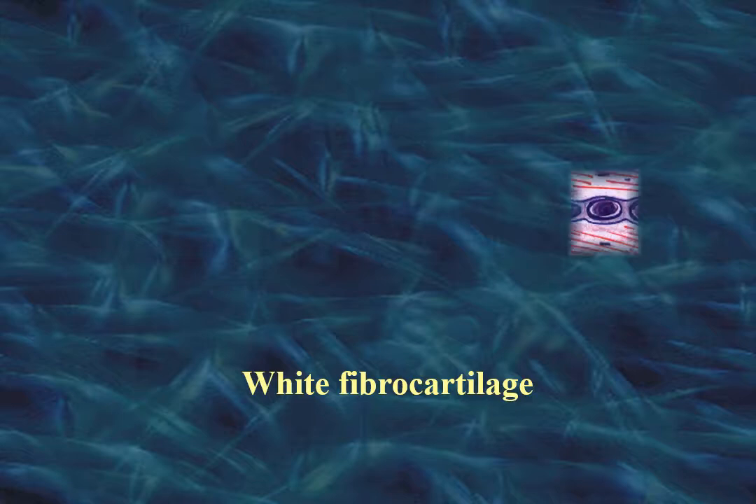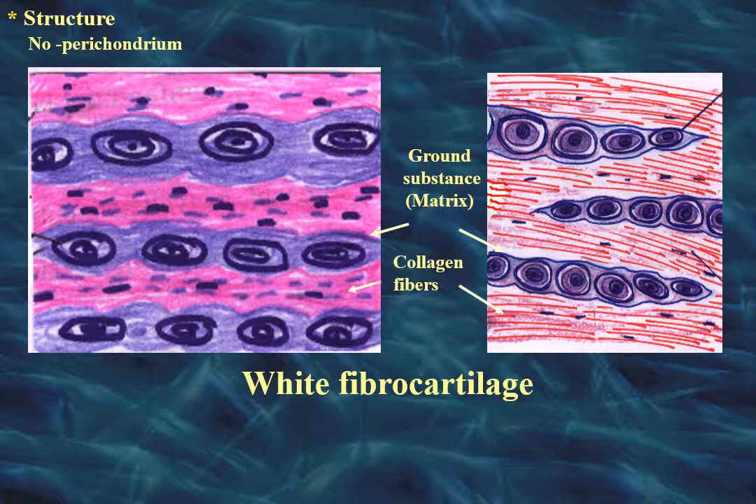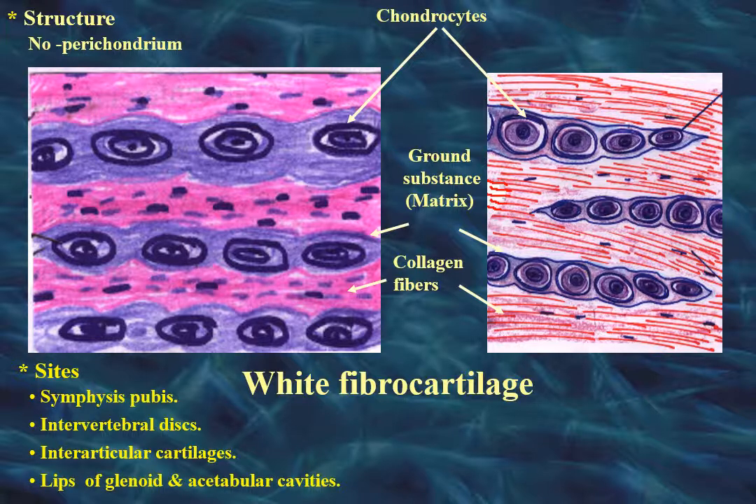Fibrous cartilage or white fibrocartilage. Structure. White fibrocartilage differs from other types of cartilage. It has no perichondrium. The matrix contains abundant parallel collagen fibers separated by rows of chondrocytes. Sites. White fibrocartilage is found in symphysis pubis, intervertebral discs, interarticular cartilages, and lips of the glenoid and acetabular cavities.